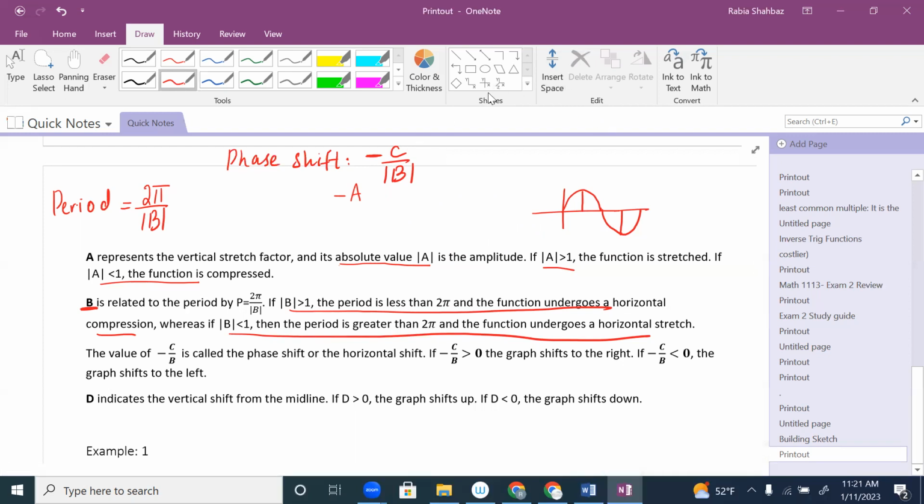Here, I want to mention that there's another form of equation that we use. And just write this here.